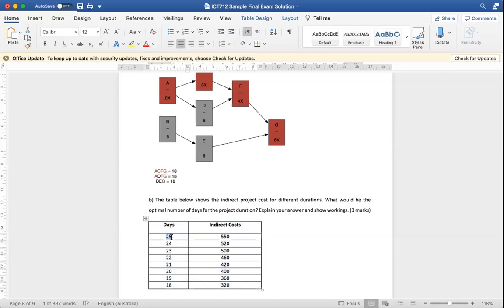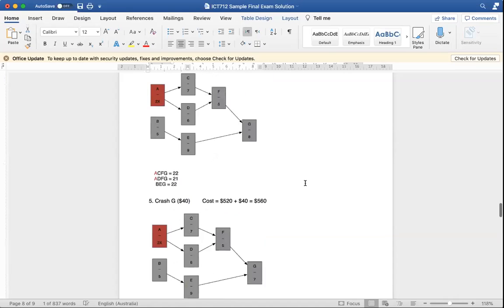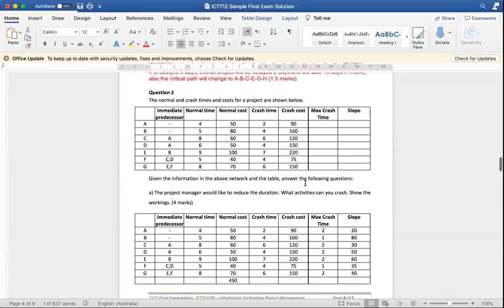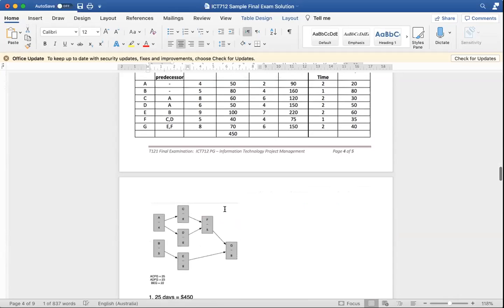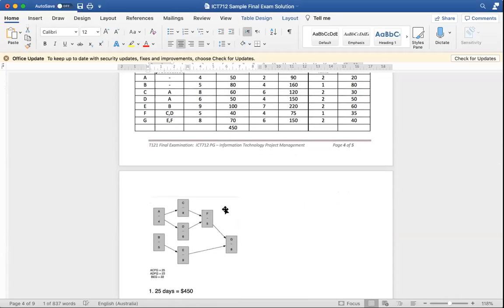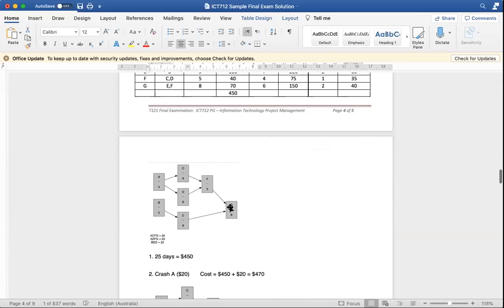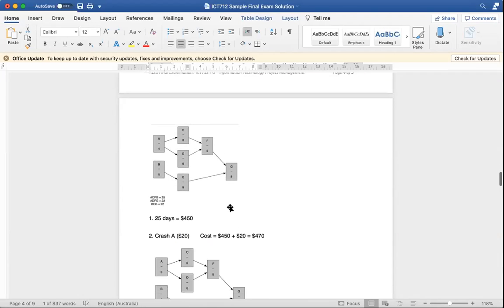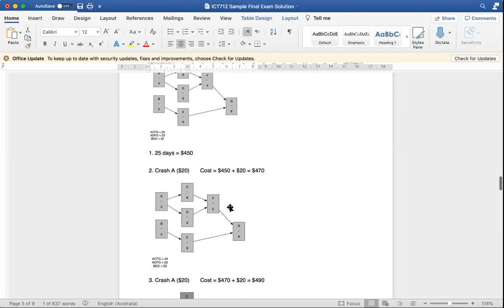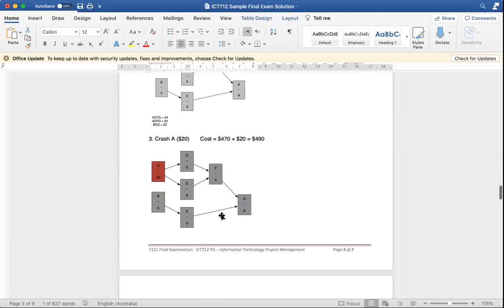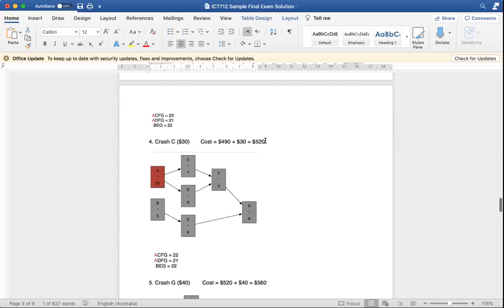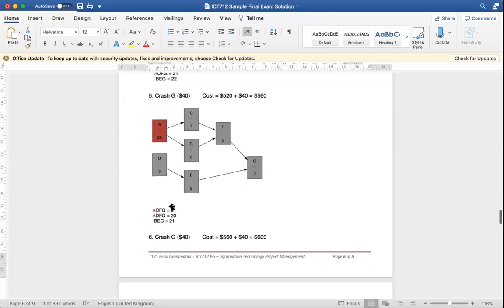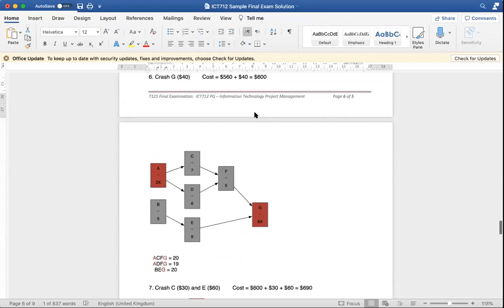Now, if you go and see here, 25, 24, 23, 22, 21, and so on. We have a direct cost. What's the direct cost for 25 days, guys? For 450, sir. What about for 24 days? 470. What about for 23 days? You see? 490. 23 days 490, 22 days 520, 21 days for 560, 20 days 600.